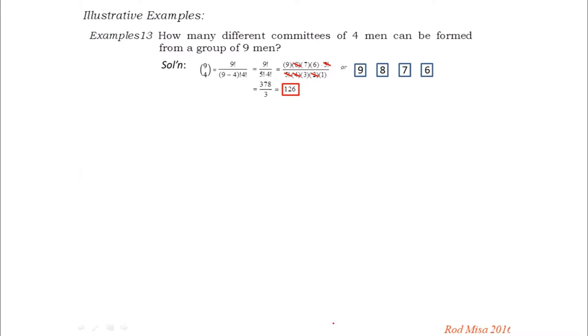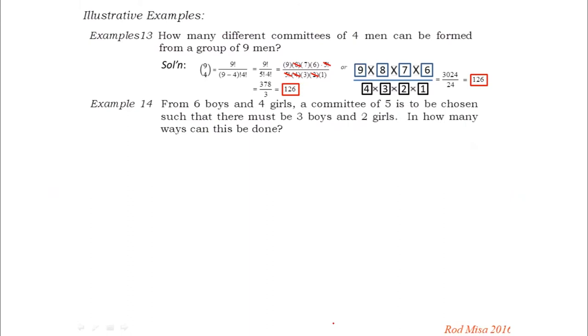But remember, this is a group of 4 men from 9 men, but the order is taken into consideration. However, in this problem, arrangement or order does not matter, as long as the 4 men are already in your committee of 4 men. So we need to remove the arrangement of 4 men within a committee. And the arrangement of four men in the committee can be represented by 4 times 3 times 2 times 1. And multiplying the numerator, we get 3,024. And the denominator, the product is 24. So dividing the two numbers, we have 126. Therefore, we say that there are 126 ways you can create committees of 4 men from the group of 9 men. Now, let's proceed to our next example here.